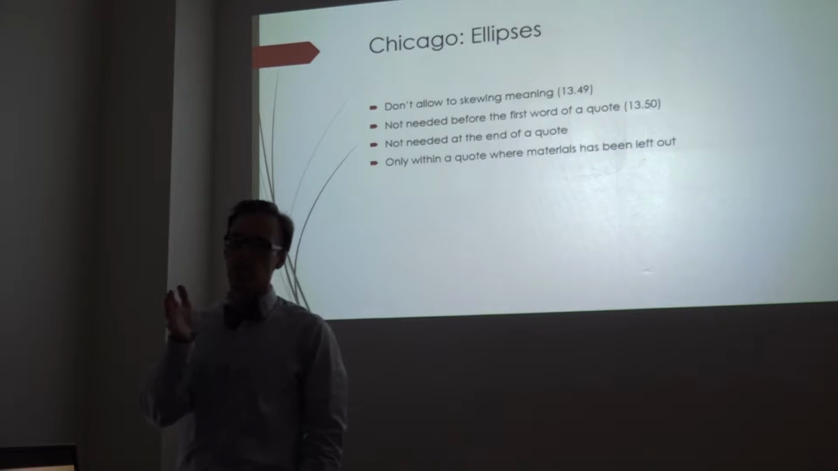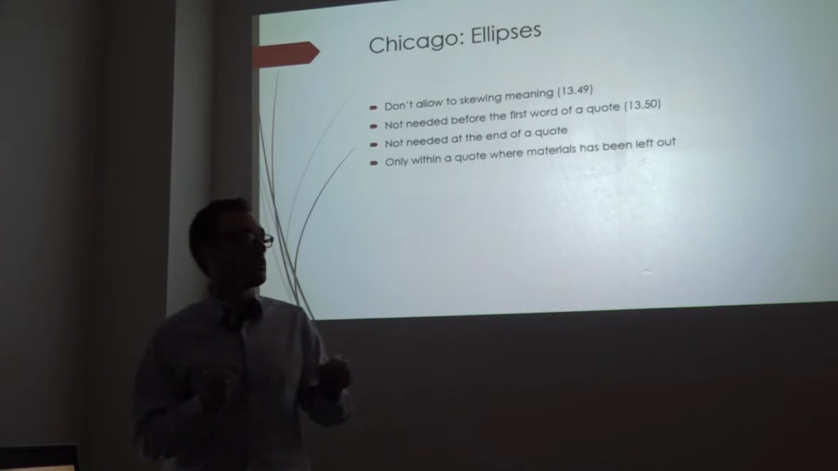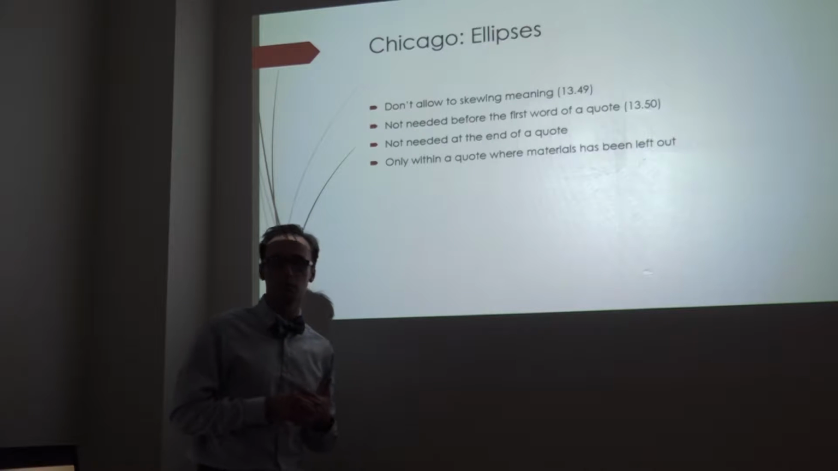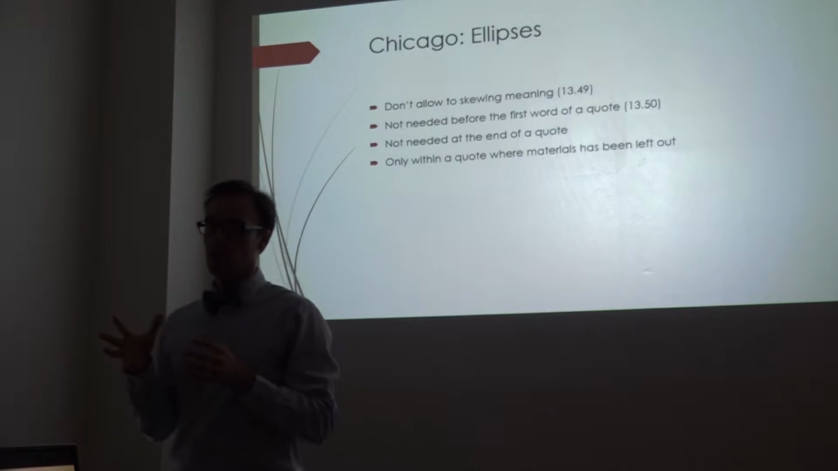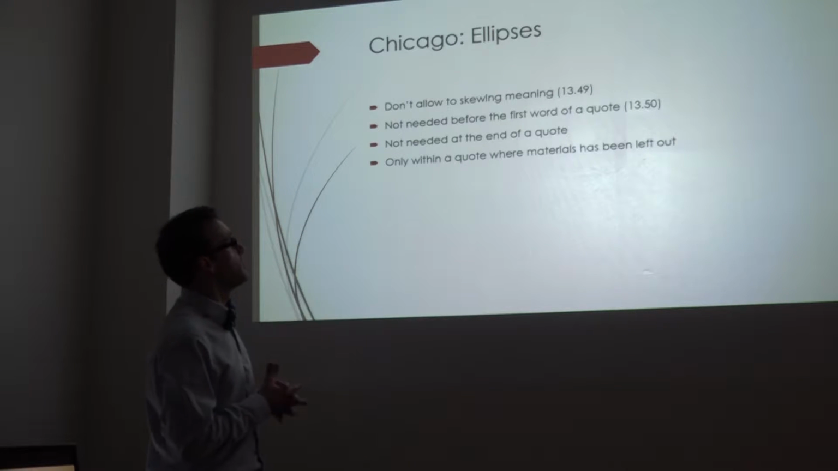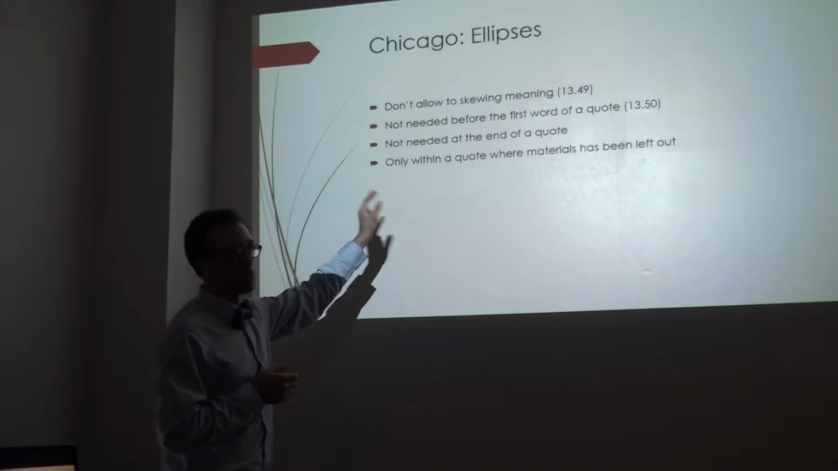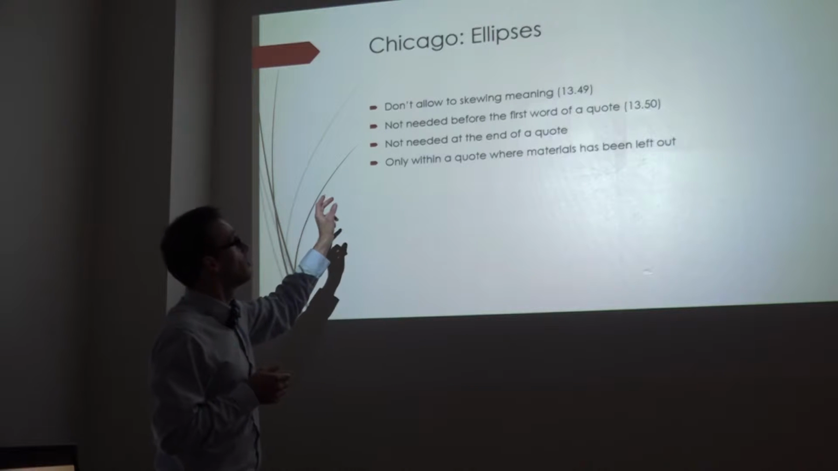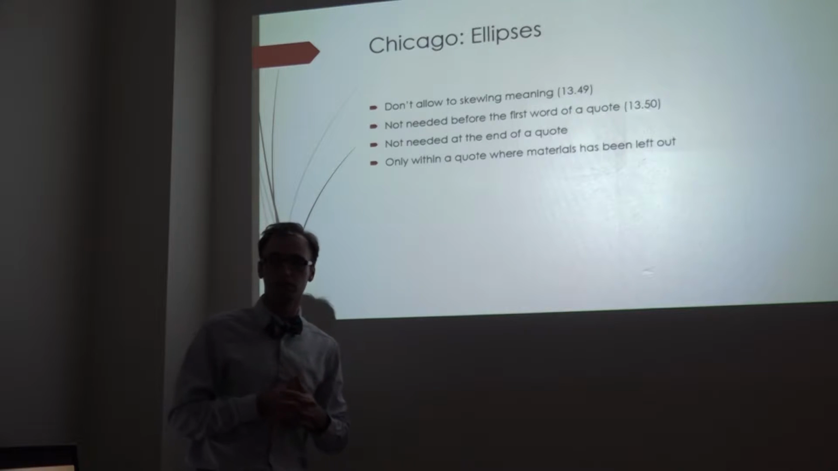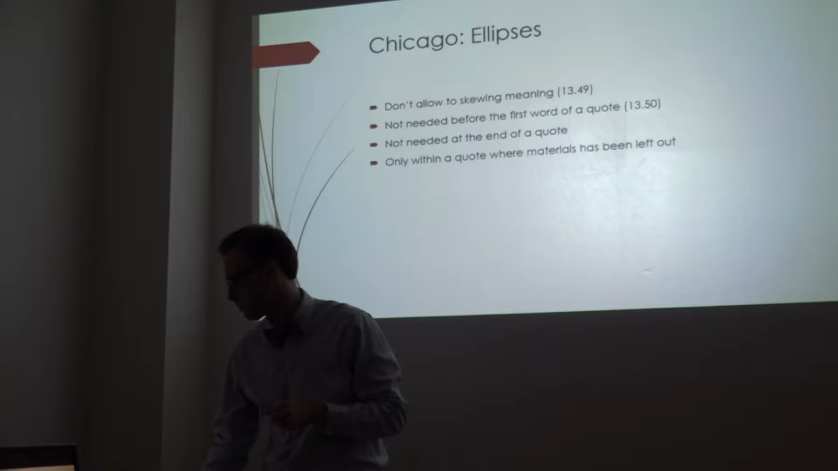Ellipsis. If you have a quote, you're not going to be using all of the quote, but just a portion of it. You can use ellipsis, but again, Chicago says don't use the ellipsis to skew a meaning, to leave out something that would change the meaning of the text. So it's not needed before the first word of the quote, so don't ever start a quote with ellipsis. Don't put an ellipsis at the end of a quote. Only within the quote itself where material has been left out. So if you have a really long quote, you only need a certain portion of it, you can use ellipsis.